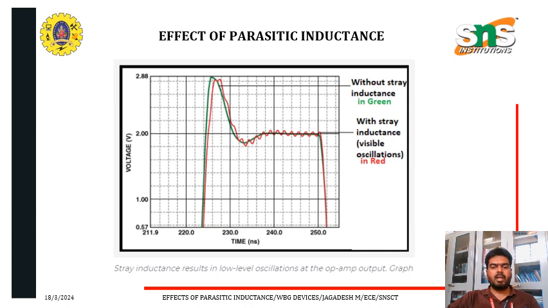This diagram shows that stray inductance results in low level oscillations at the op amp output.